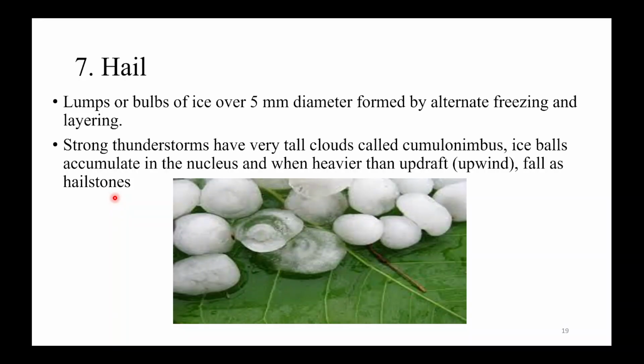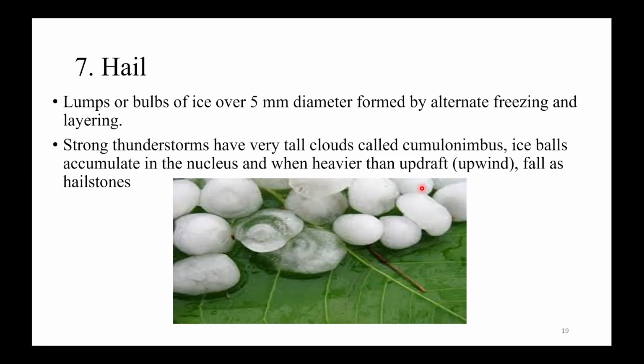Whenever there is going to be a hailstone, we require prior intimation of this event occurring, because it is dangerous, because these lumps of ice are very heavy. Okay, we require forecasting or prediction methods, weather forecasting, to tell us when there will be a hailstorm. Now, strong thunderstorms have very tall clouds called cumulonimbus. That is where these ice balls accumulate in the nucleus. So this is another fact regarding hail.